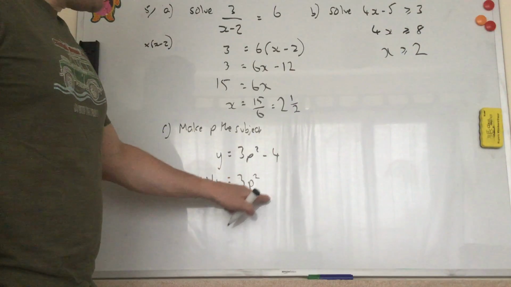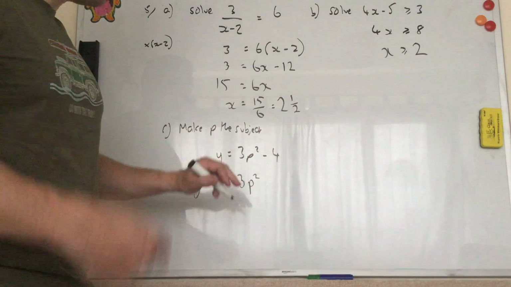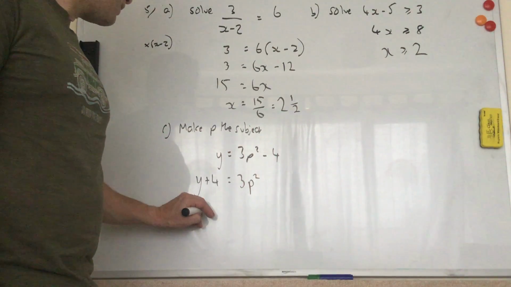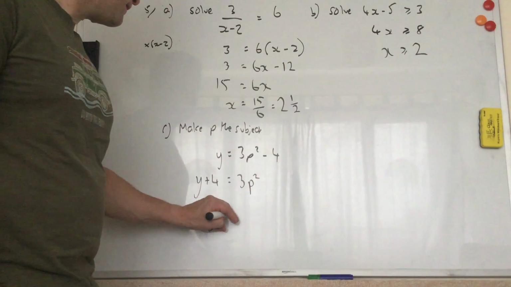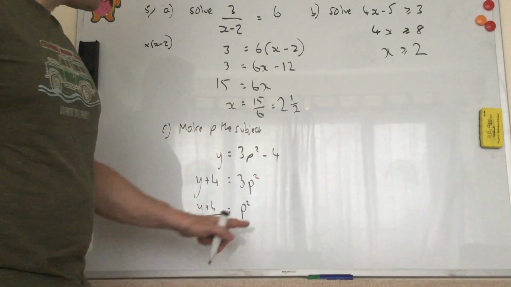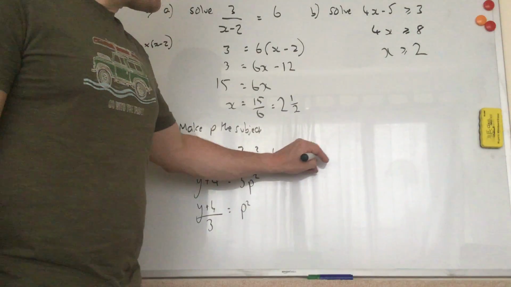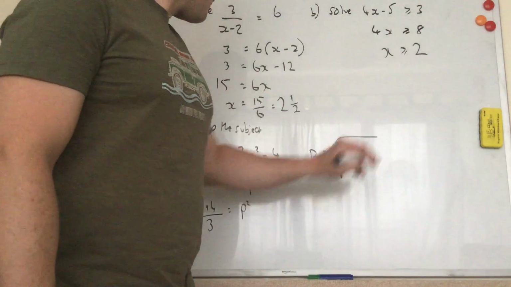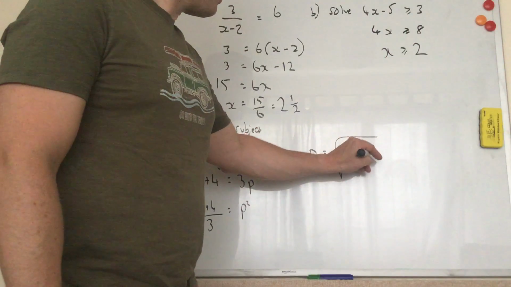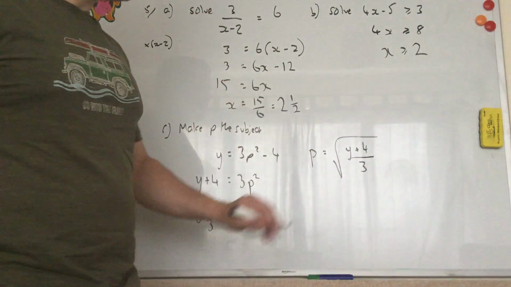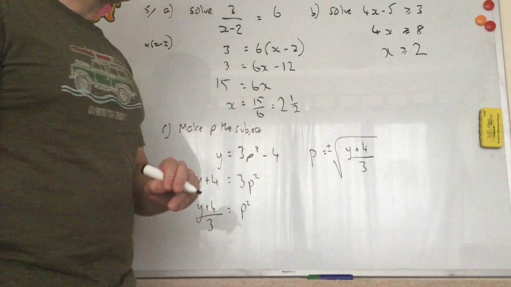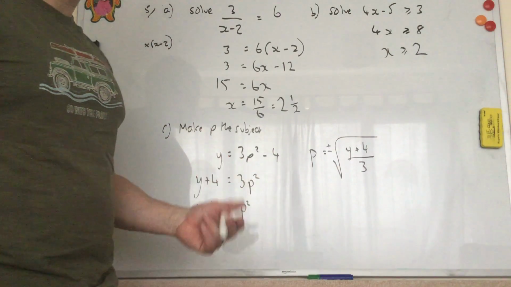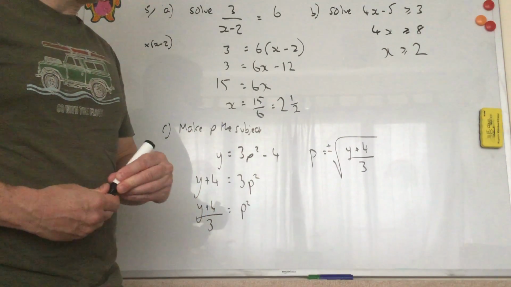Okay, so we square the p, then we times by 3. So we get rid of the times by 3 next. y plus 4 divided by 3 equals p squared. Lastly, we need to get rid of a square. So p equals the square root of y plus 4 over 3. Technically, when you're square rooting, we should get a plus or minus, but in a rearranging formula question, you generally get away without putting it in.